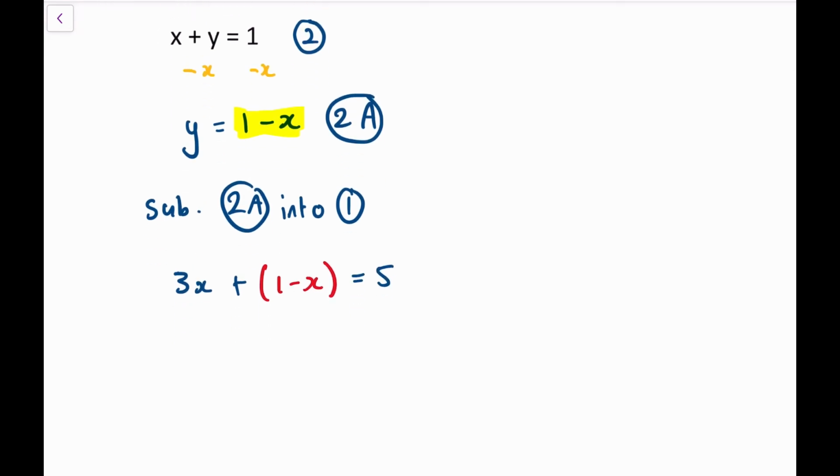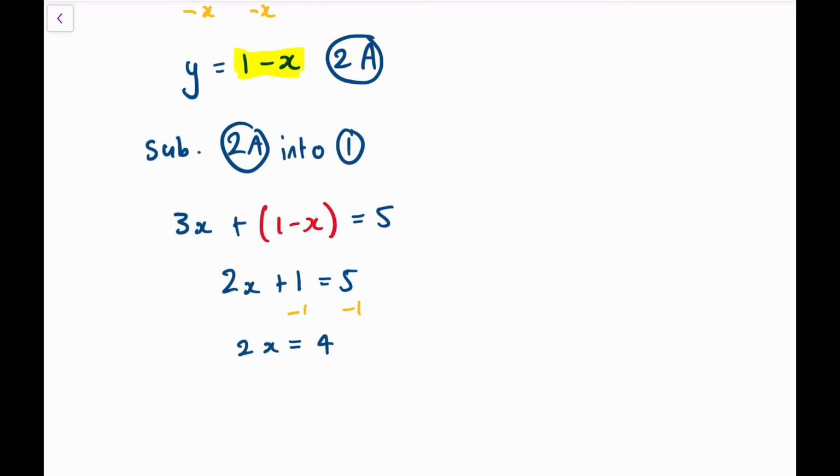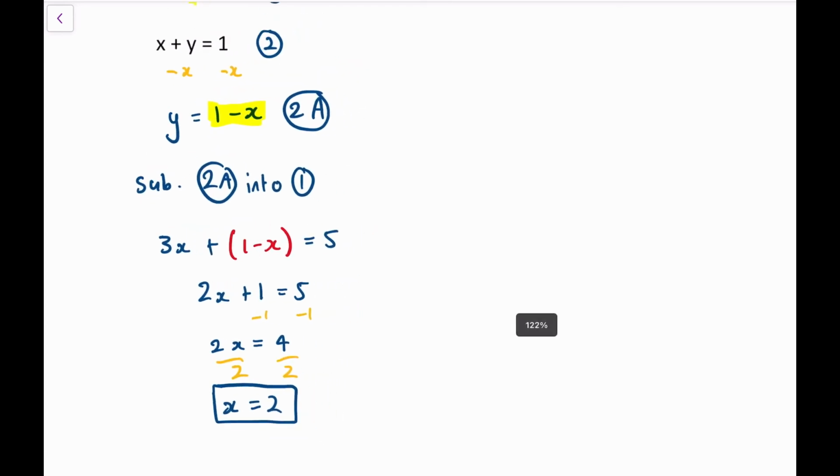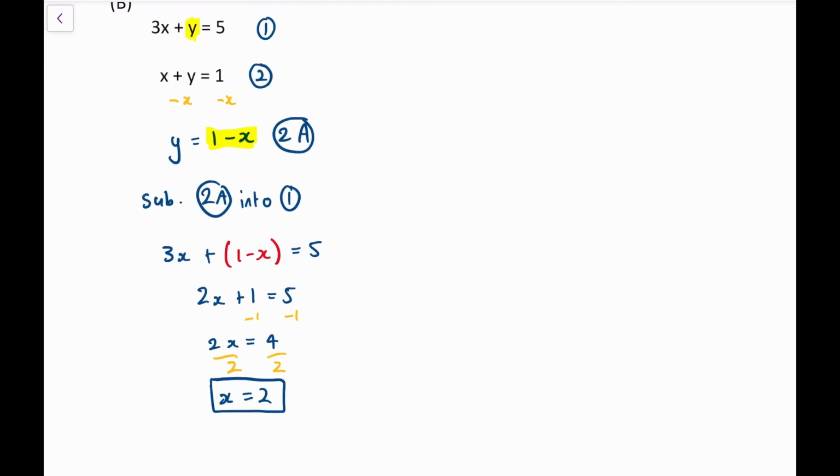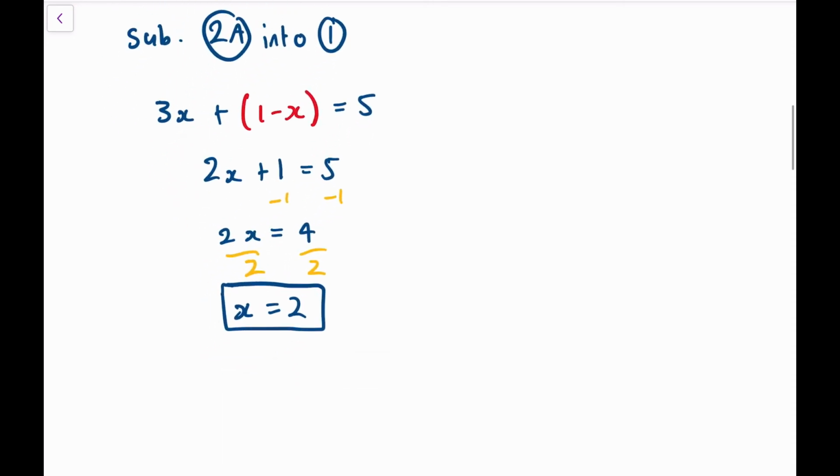Now, all I need to do at this point is solve this equation. So I've got 3x and a minus x, so that's 2x, plus 1 is equal to 5. Subtract 1, so I get 2x is equal to 4. Divide by 2, so x equals 2. So my x-coordinate of my point of intersection is 2. Now I need to find the y-coordinate of this point.